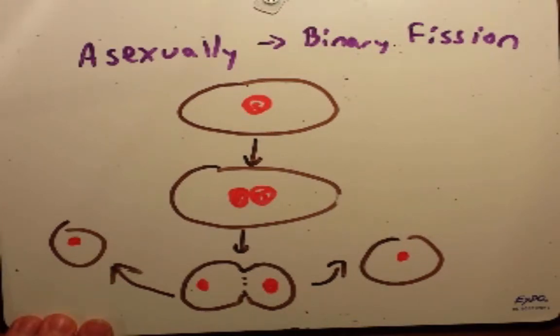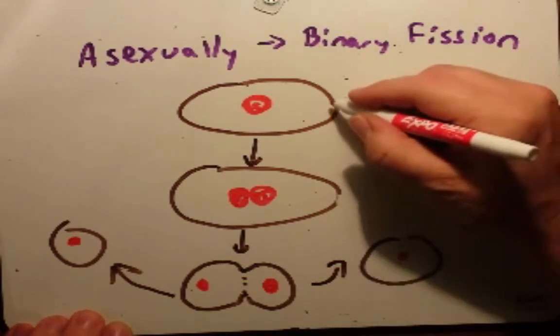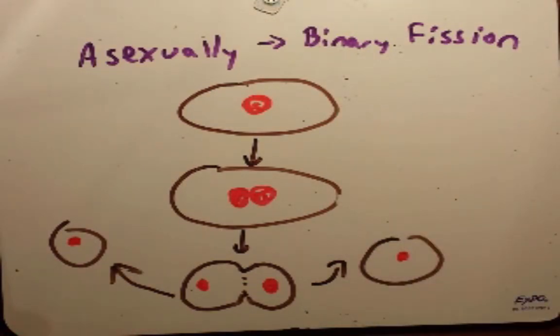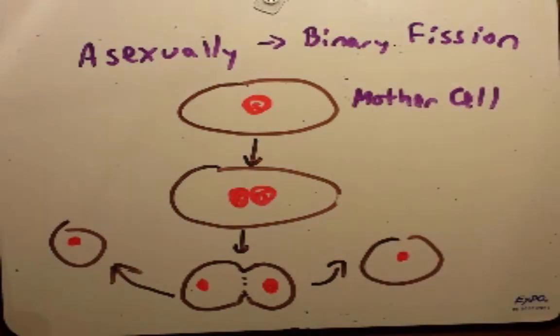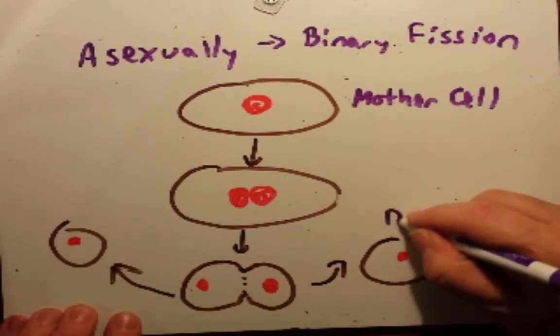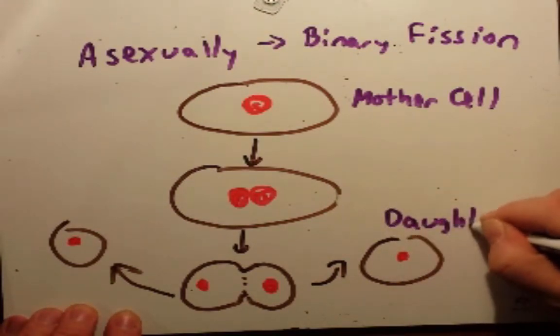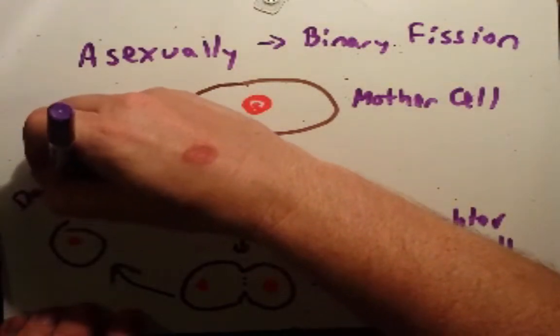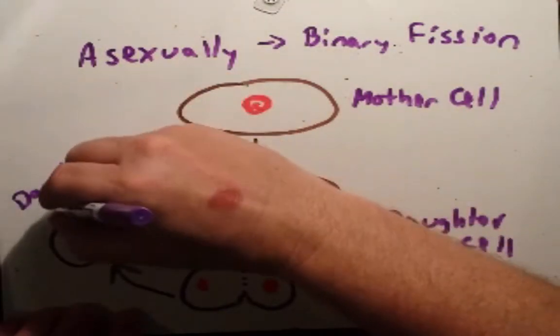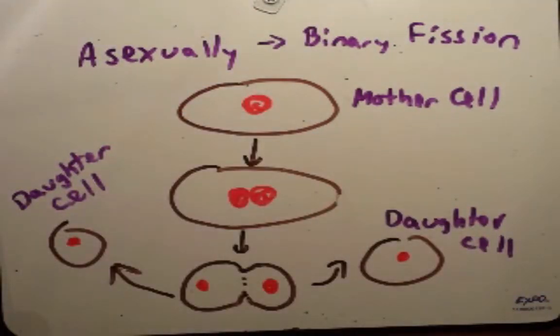Before we move away from binary fission, let's go ahead and define a couple of quick terms that are going to be relevant as we move forward with cell division. And that is, what do we call this original cell? We call this original cell the mother cell. And then the resulting cell here we call a daughter cell. Same over here, we call this one a daughter cell too. And when we talk about eukaryotic cell division, we'll use this same kind of terminology.